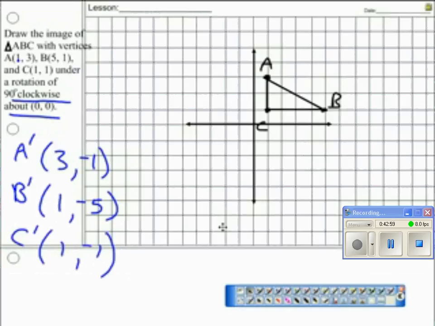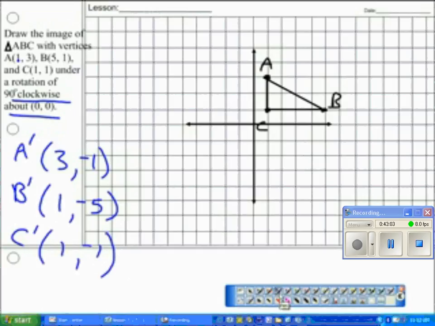Right, A prime, now what should this look like when it's done? 90 degrees. Where should it be? What quadrant should it be in if you go 90 degrees clockwise? Quadrant 4, bottom right. Right, I like to visualize that. Get that in your head before you actually do it to make sure that you don't graph something wrong or make a little mistake. A prime is at 1, 2, 3, negative 1.